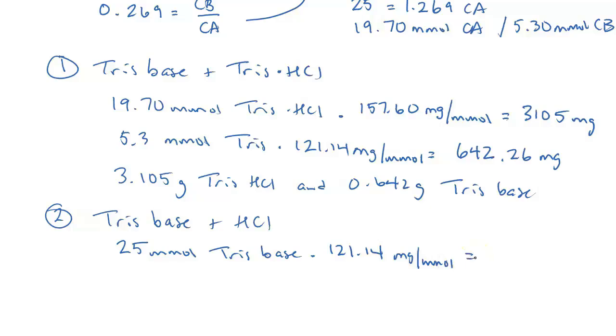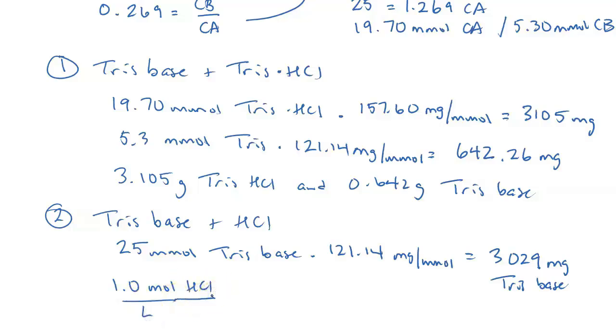25 times 121.14, so 3029 milligrams of tris base. And now we need to convert 19.7 millimoles of it into the conjugate acid form. Well, we're going to use a strong acid for that, and the strong acid is our 1.0 moles per liter HCl.